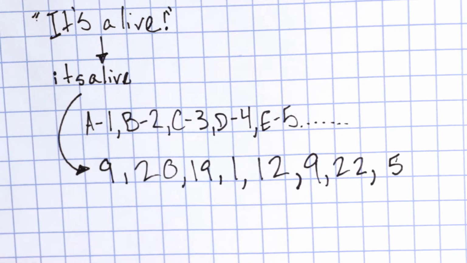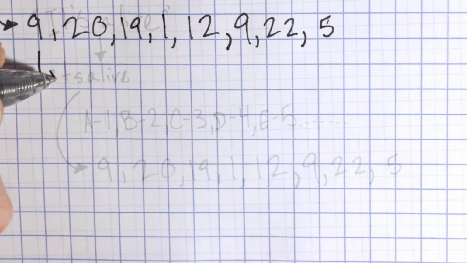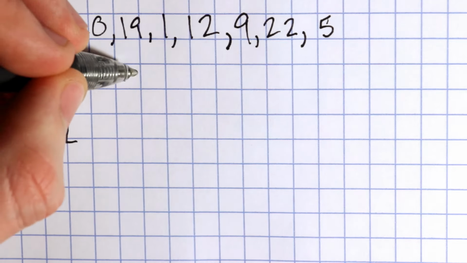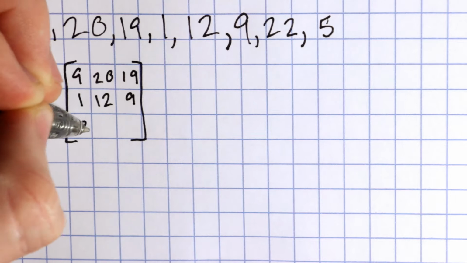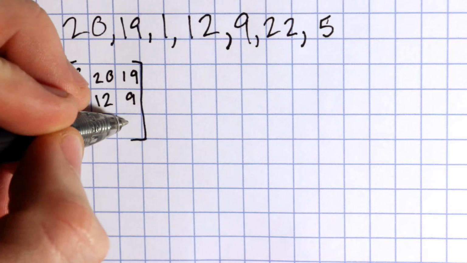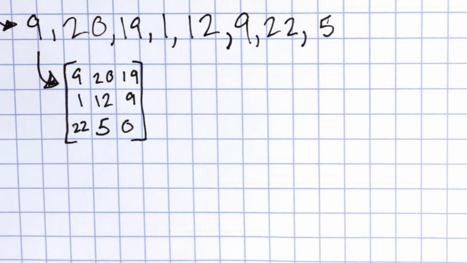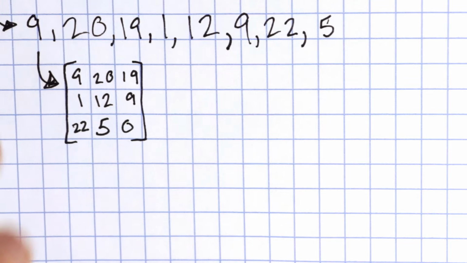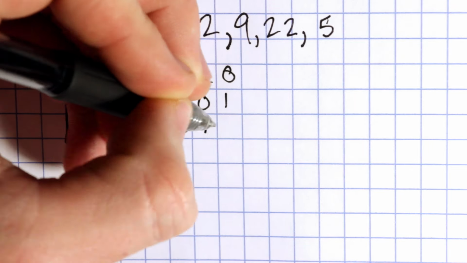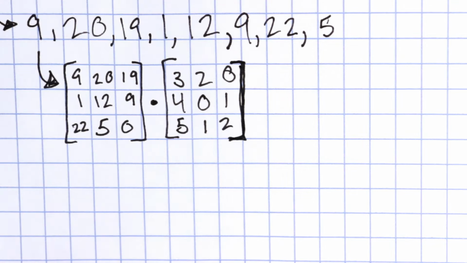Now we can put these numbers into a 3x3 matrix. Because these numbers don't entirely fill up this 3x3 matrix, we can input a random number into the final slot. Now we can multiply this matrix by an encryption matrix. For our encryption matrix for this problem, we'll use 3, 2, 0, 4, 0, 1, 5, 1, 2.